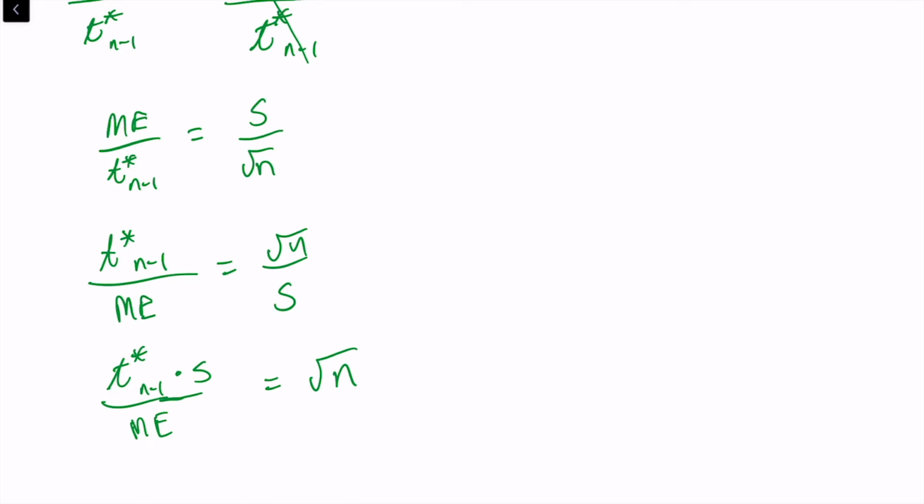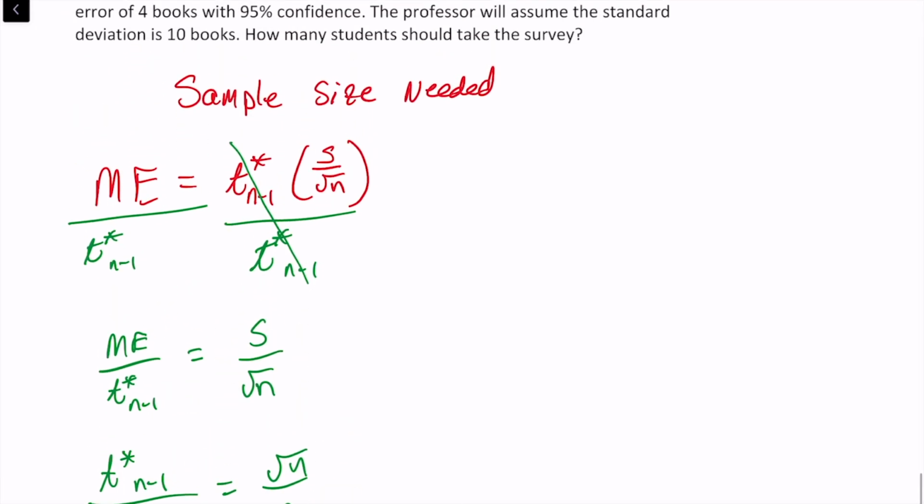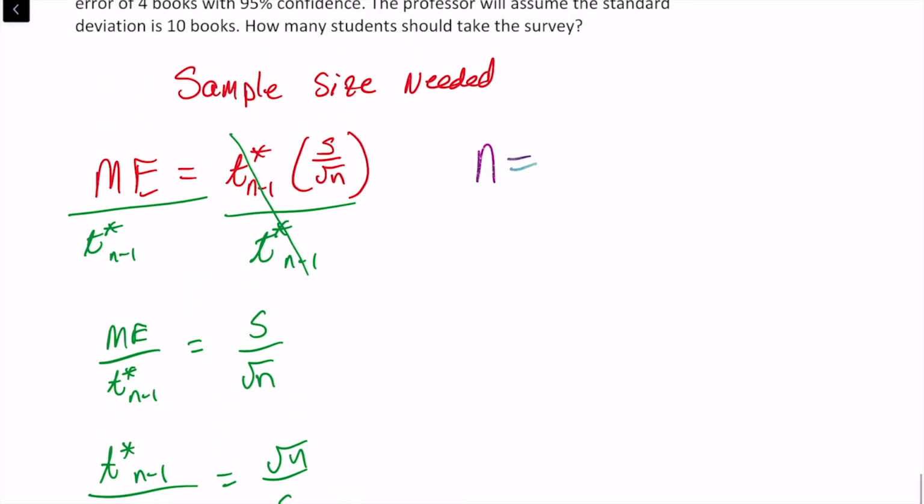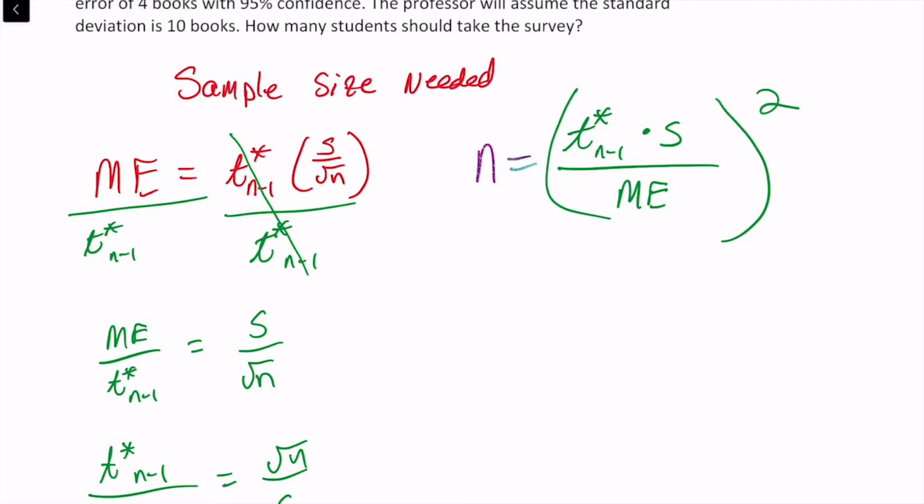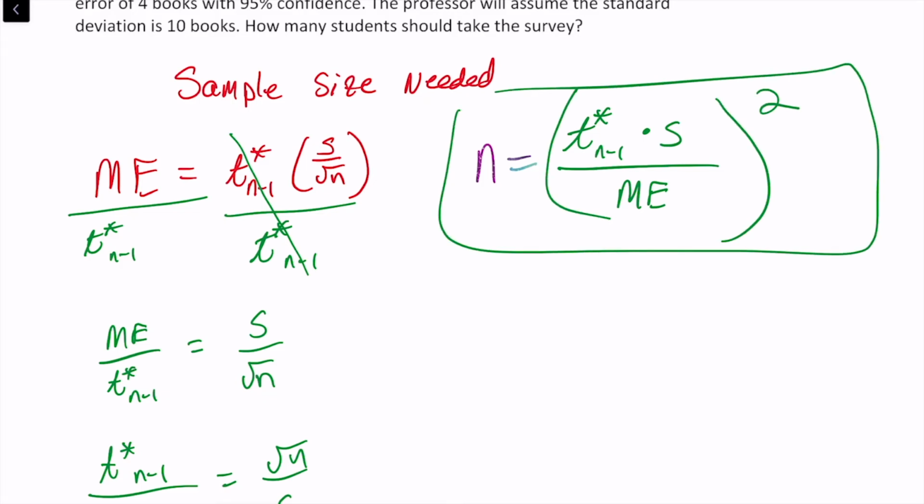All right, so I'm going to write the final answer up here. So the sample size needed, here is your formula. This is all you need to know, y'all. n equals your critical t-score times your sample standard deviation divided by your margin of error, and then that entire fraction needs to be squared, okay? That's our formula to figure out the sample size needed.